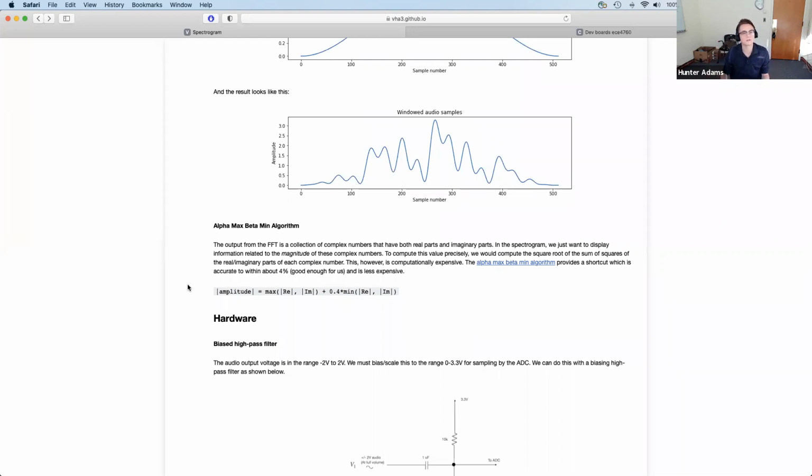So you're keeping track as you gather of, I'm gathering sample number 100 now of 512 in this array. So I'm going to window it with whatever is stored in index 100 of my window array. And then when I gather sample 101, I'll store it with whatever is stored in index 101 of my windowing array.